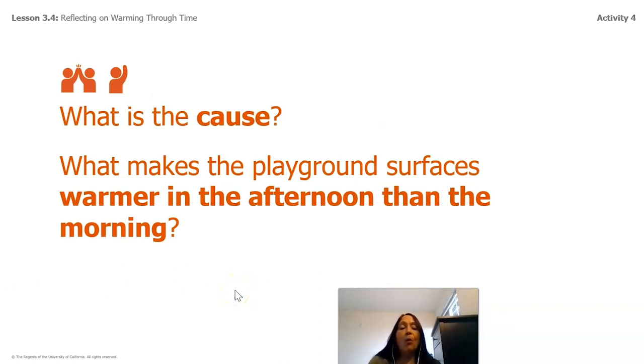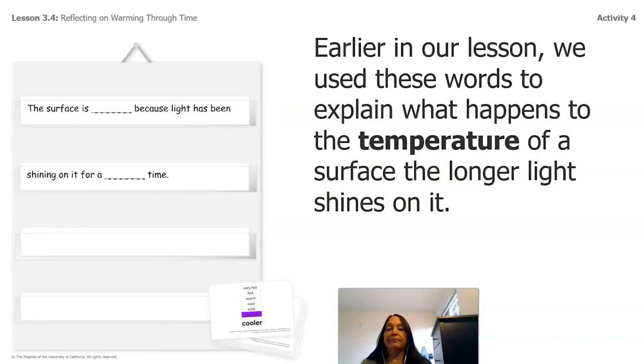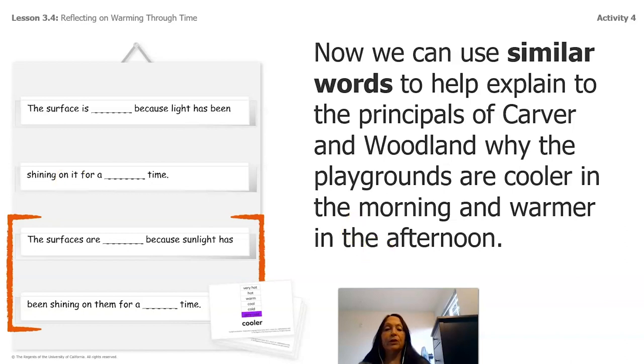What is the cause? What makes the playground surfaces warmer in the afternoon than in the morning? So that is our question. And here we have a sentence frame. Earlier in our lesson, we used these words to explain what happens to the temperature of a surface the longer light shines on it. So now we can use similar words to help us explain why the playgrounds at Carver and Woodland are cooler in the morning and warmer in the afternoon.